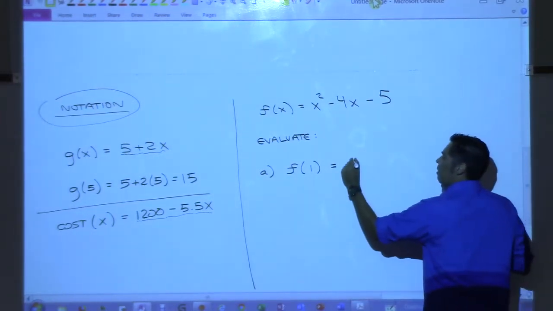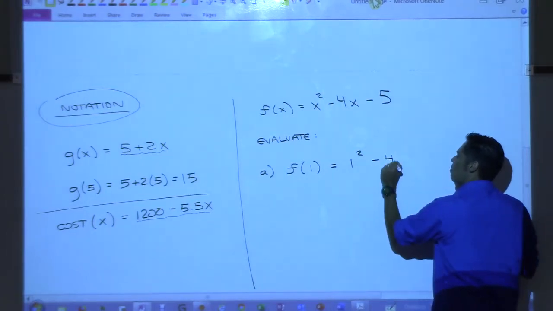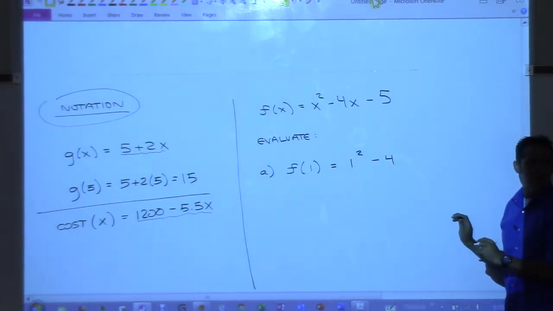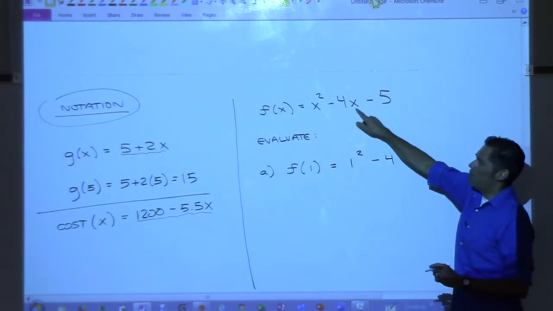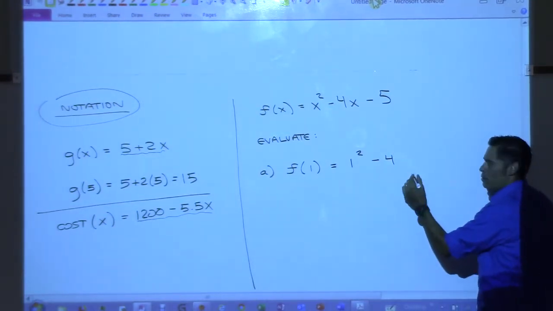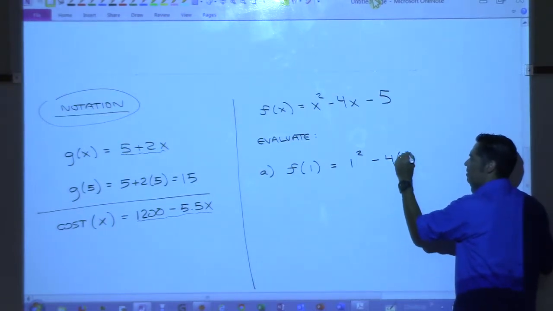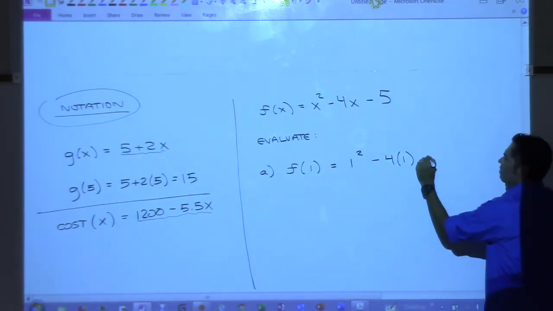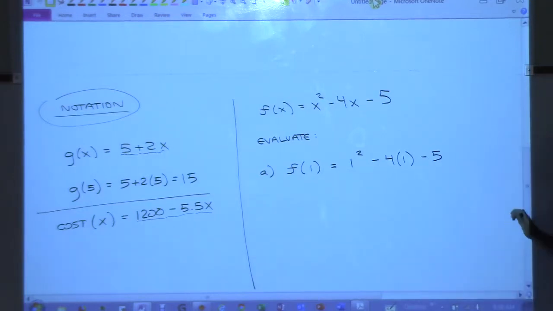So I'm going to replace the x with 1. I'm going to write 1 squared minus 4. How do I do that, Rodrigo? 4 and then 1? Yeah, because if I just write 1, it'll look like 41. So I need to somehow let you know I'm multiplying. So I'm going to do that, 4 times 1, and then minus 5. Now, Rodrigo, is there anything that you would do differently as far as the way I wrote that down? No? You're okay with that? Anyone have any recommendations on a different way to write that? Because I think there's a better way.